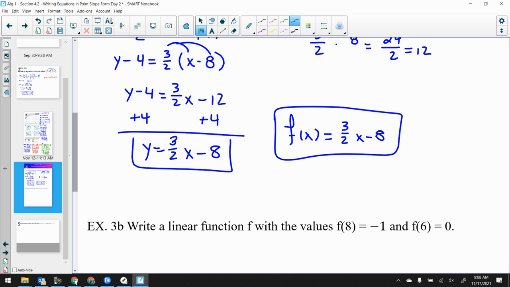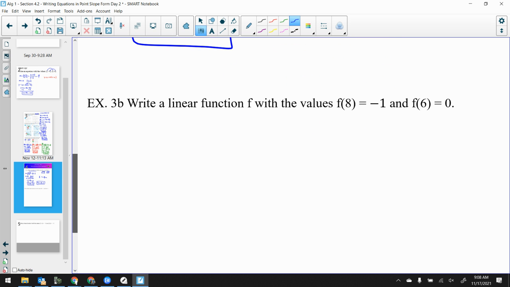Okay, let's take a look at the next one. I'm going to start explaining it while we're finishing writing this down. Write a linear function f with the values. Again, it's the exact same thing. I'm not changing the presentation. So we go back to this and we say, well, that must mean that we've got the coordinate 8, comma, negative 1, and then 6, comma, 0.